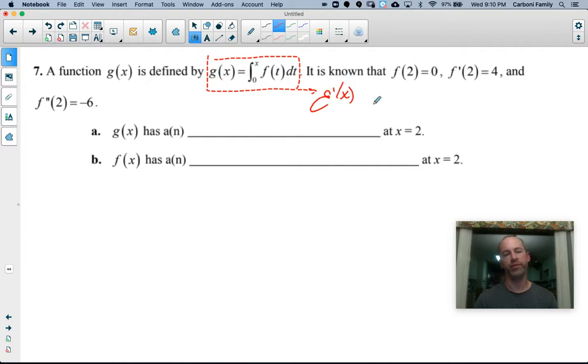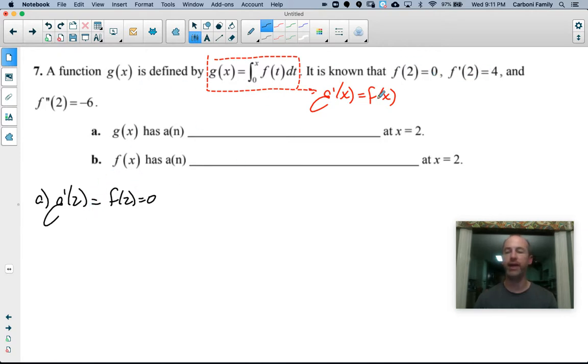The derivative of that would simply be f of x. And so what does g have at x equals 2? Okay, well, for part A, in order for g to have a max or a min, g prime of 2 must be 0, and g prime would equal f of 2, and that is 0. And so f of 2 is 0, so it is a critical number, so it could be a max or a min.